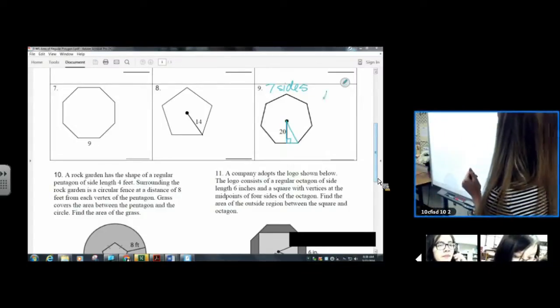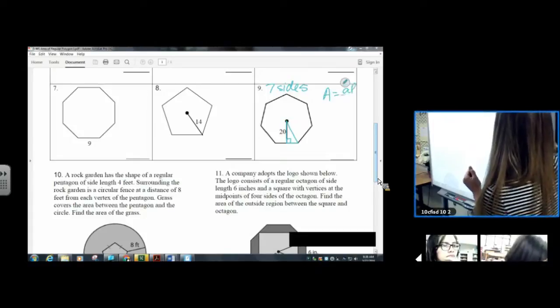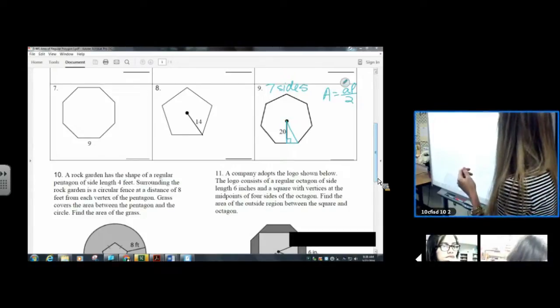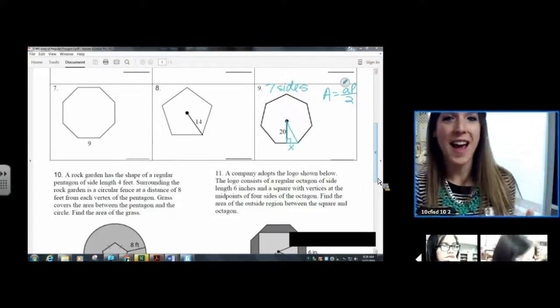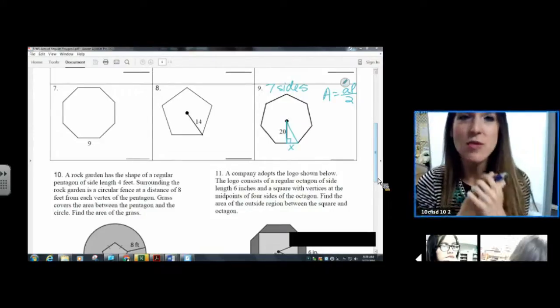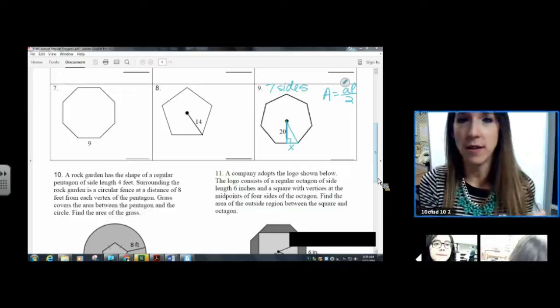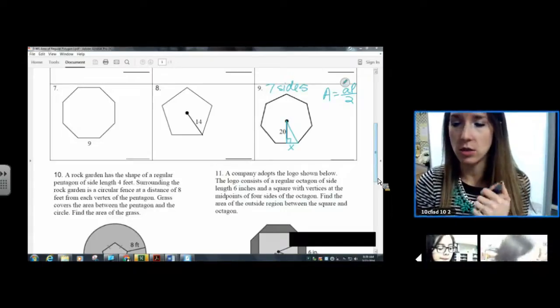That's going to help us find the perimeter because, of course, here's our area formula. So we need to find this. I'll go ahead and call it X. And in order to find that, it's not 30, 60, 90. Do not assume it is. It's not 45, 45, 90. So we do need to use trigonometry.